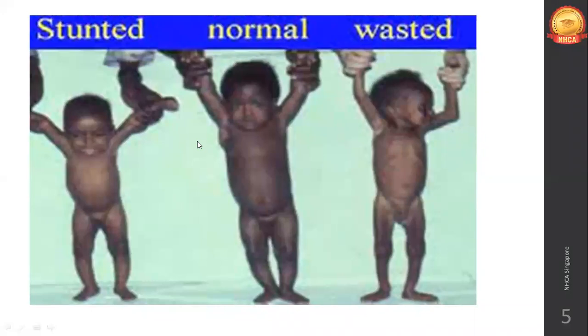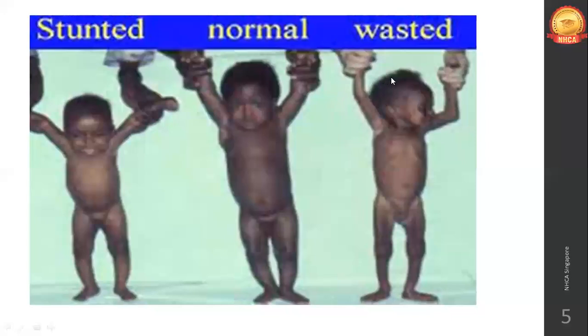normal child? Yeah, height is not there. Stunt means height. Height is less. Yes, stomach is swollen. Height is not there as well as weight is not there. Okay, so this is stunted growth. The height of the child is not keeping up with the age, as well as the weight, to a degree.